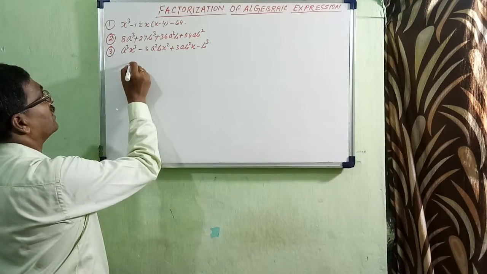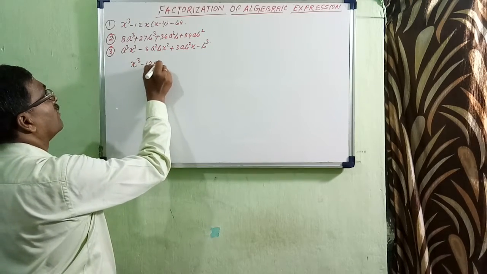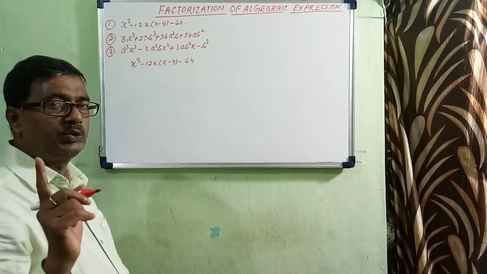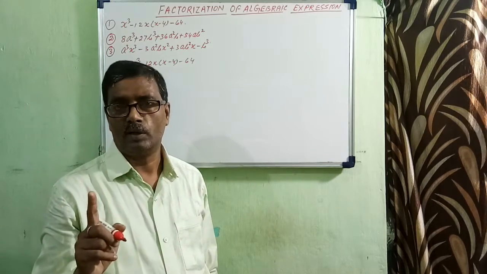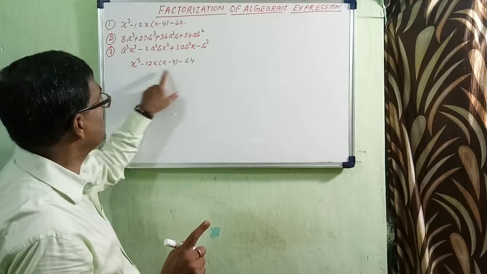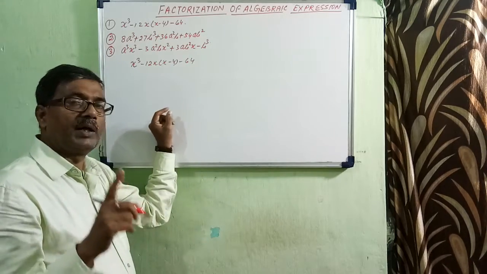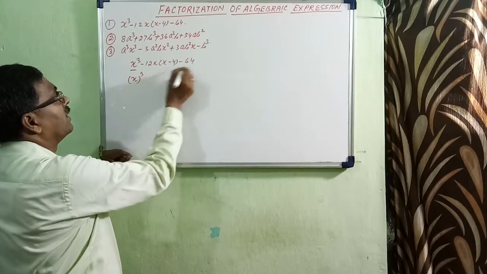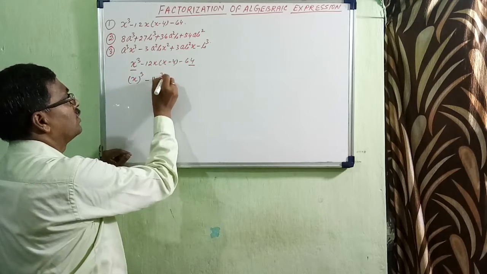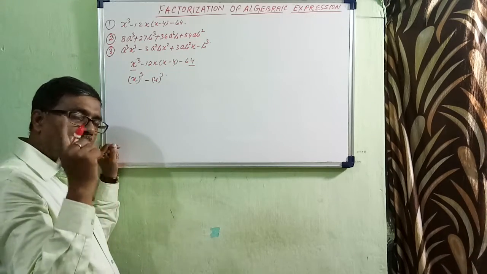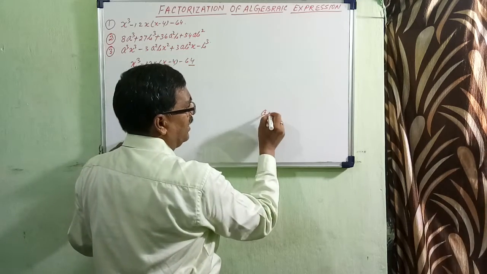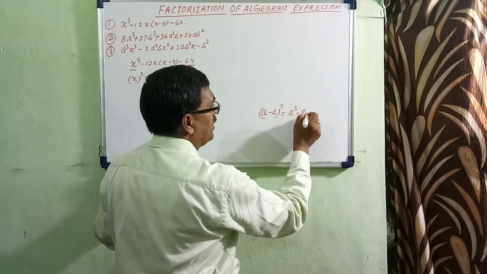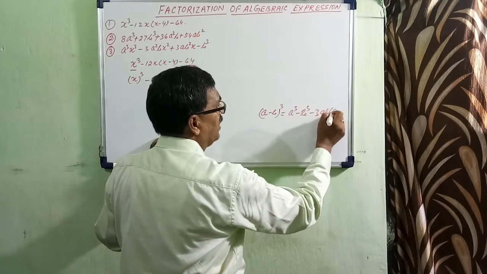Let us say the first one: x cube minus 12x(x minus 4) minus 64. Here you need to recognize a and b. You notice that the expression is given in cube form, so you find a cube and b cube. Here x cube, and this one you can write as 4 whole cube. Just try to find a and b. After that, when I say (a minus b) whole cube, what is the identity? a cube minus b cube minus 3ab into (a minus b).